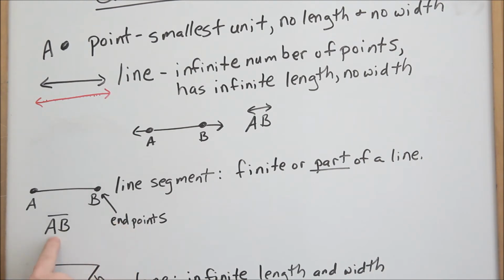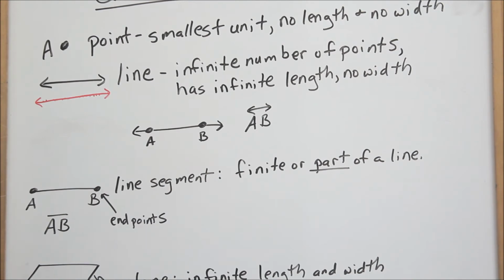And then we represent a line segment like this. We call it line segment AB with a line segment symbol above it, and the line segment symbol has no arrowheads on it. It means there's a starting place and a stopping place.